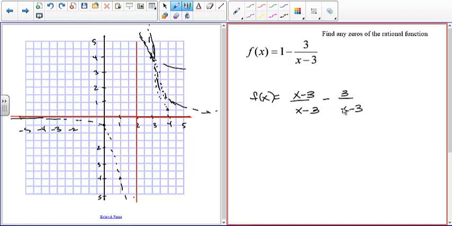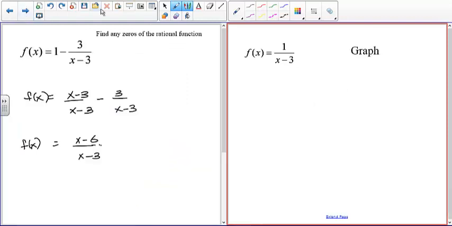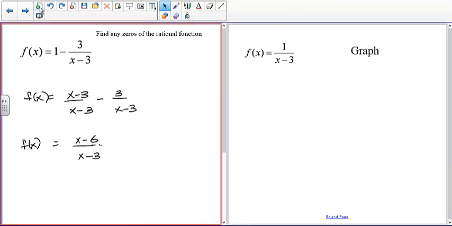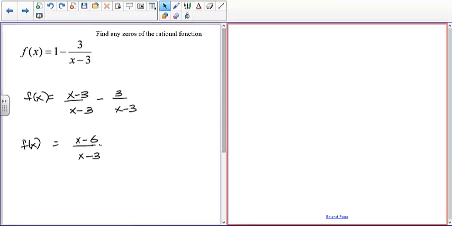So now we have a common denominator, and so we have x minus 3 minus 3. So that's going to be x minus 6 over x minus 3. So there we go. And now everything that we do is going to be, it says find any rational zeros. So that's all it's asking, but we'll go ahead and plot the thing too.